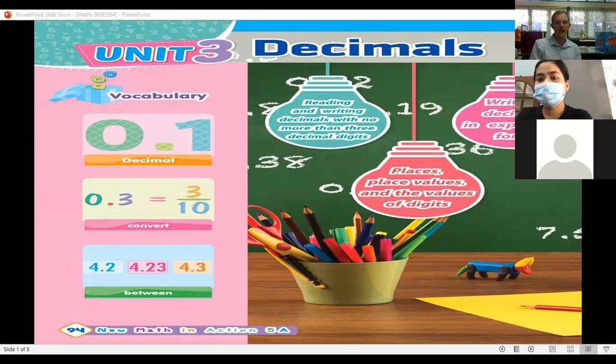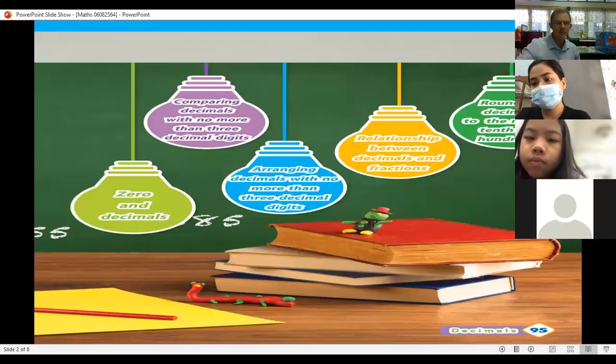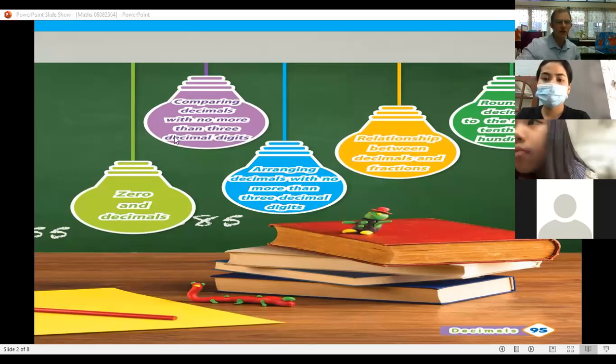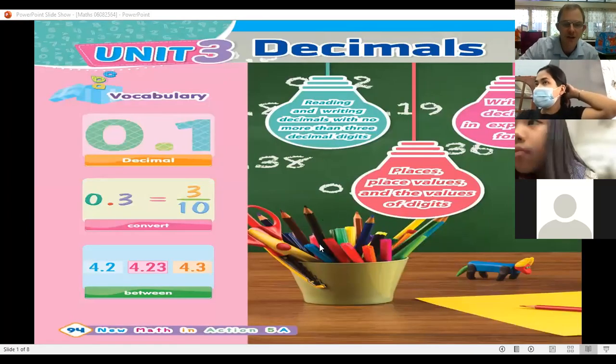In decimals, we'll look at reading and writing decimals with no more than 3 decimal digits. We'll look at places and place values and the values of digits. We'll look at writing decimals in expanded form. We'll also look at zero and decimals. We'll look at comparing decimals with no more than 3 digits. So there's a lot we're going to do about decimals. Now let's watch a quick introduction video to decimals before we start.